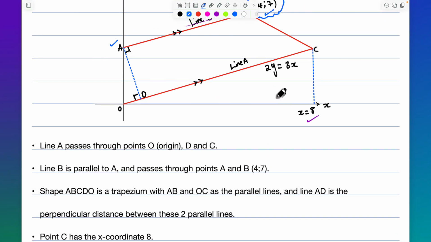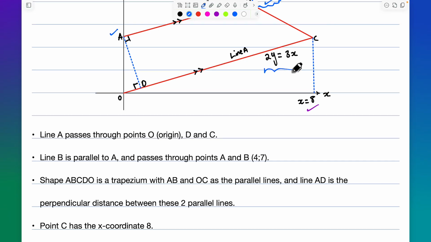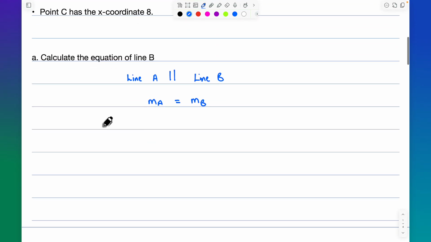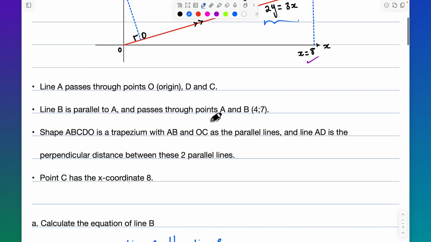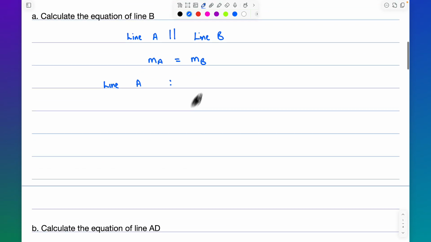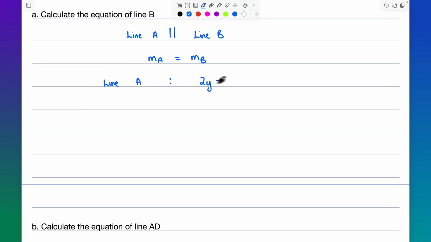Okay, so what is the gradient of A? We do know what the gradient of A is because we know the equation of A. So we know that line A follows the equation 2y is equal to 3x. Sorry about that noise. Which then translates to, if you divide both sides by 2, y is equal to 3 over 2 x. So now when it's in the form y is equal to mx, you can then tell that the gradient of this line A is positive 3 over 2.